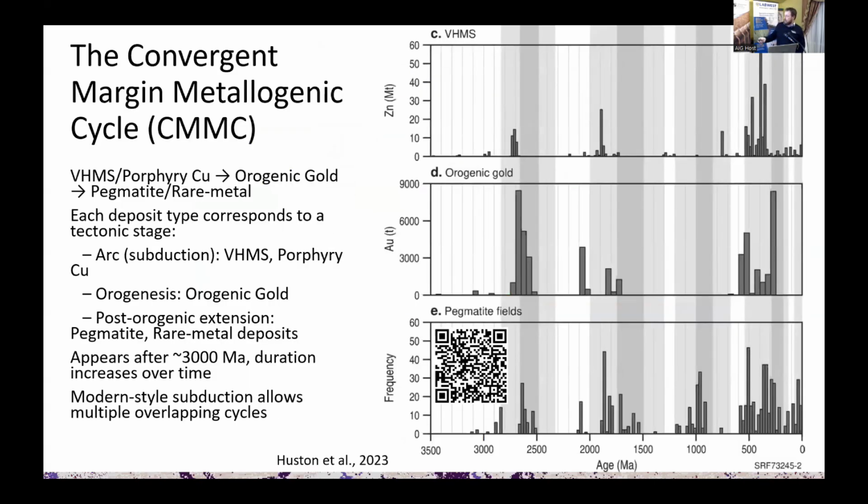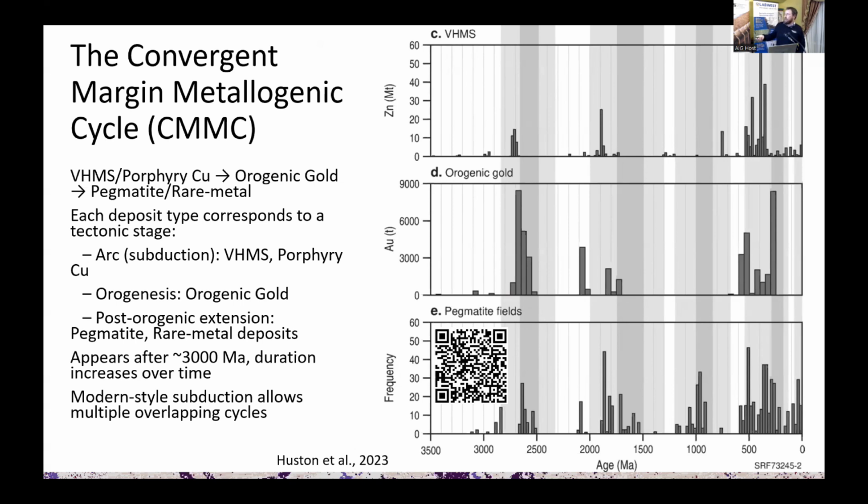Kind of extending on this idea, Dave Houston at DA, a really nice paper I like, is this idea of the convergent margin metallogenic cycle, where he basically has recognized this repetition of BHMS, porphyry copper, orogenic gold, pegmatite, rare earth metals, and they repeat in that order over the supercontinental cycle. That's the periodic breakup and aggregation of continents. So that periodic breakup and reaggregation of continents is associated with metal production on a similar sort of time frame and in a sequential order.